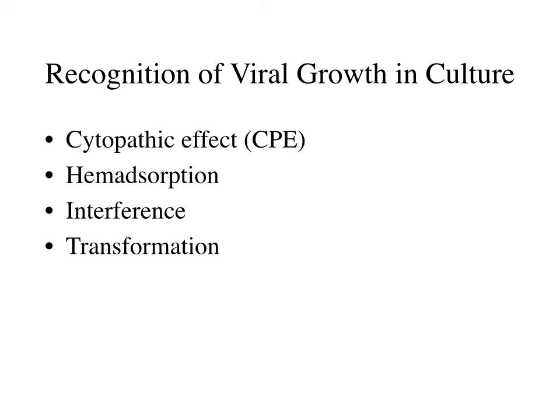Okay, so now we know how to grow up the virus. That's step one. Now we have to be able to recognize that the virus is actually growing in culture. And there are various methods for doing this. The most commonly used are the four that are on the slide here: cytopathic effect, or CPE, hemadsorption, interference, and transformation. And we'll go through each of these separately.